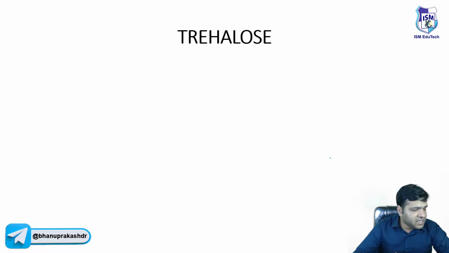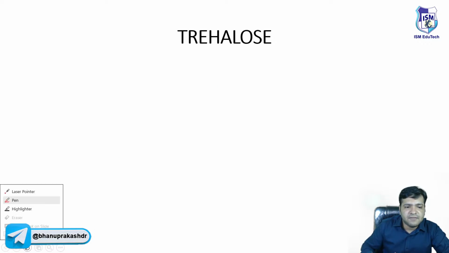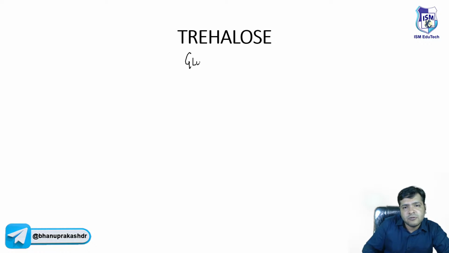Now, beta, coming to trehalose. Remember, when we say trehalose, you should be aware of the fact that it is formed from glucose and glucose only. But what is the difference, beta? It is a C1 to C1 linkage.